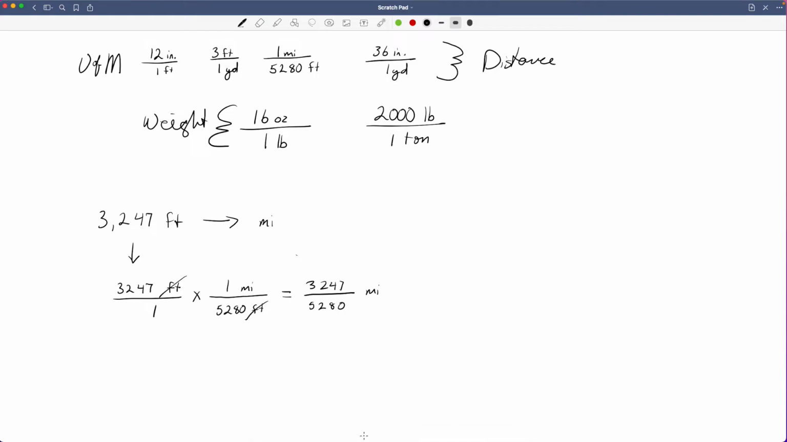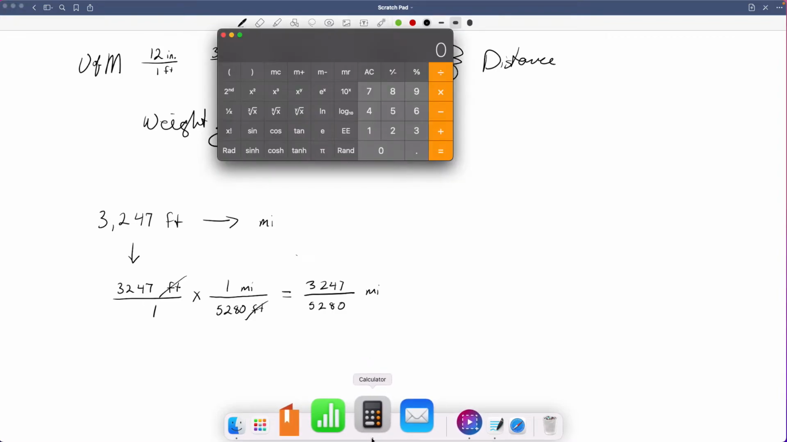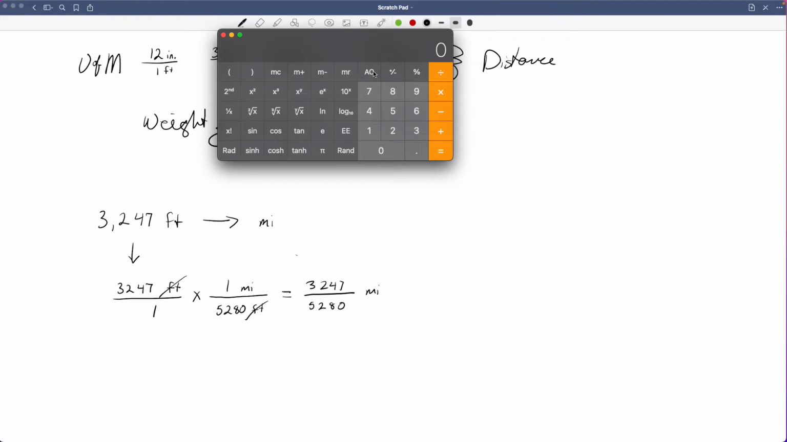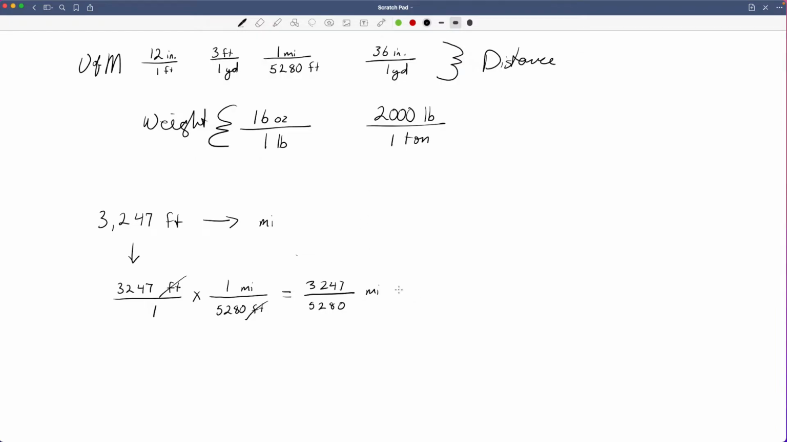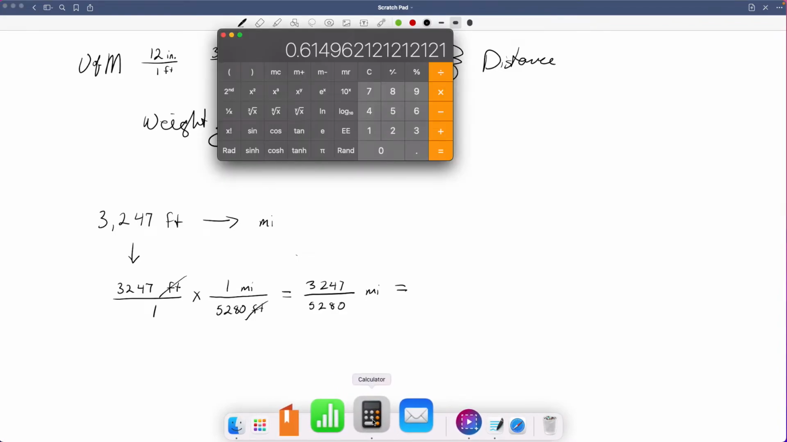And with these big numbers, I have no problem with you using the calculator at all. In fact, there are certain problems that you just really need to go ahead and use the calculator on, and this is one of those. 3,247 divided by 5,280 equals 0.61496212121. So we have a repeating decimal here. So we could write all that out, or we could round it to 2 decimal places, which is what I'm going to do.